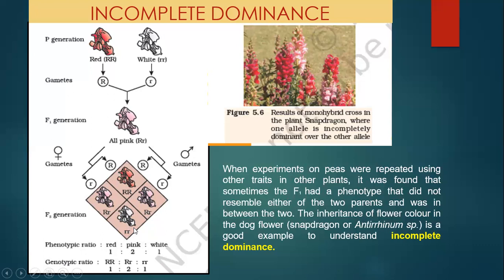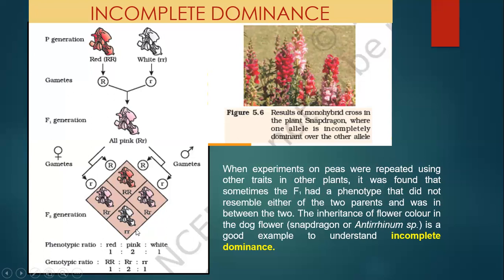And here in incomplete dominance, the genotypic ratio and the phenotypic ratio are exactly the same, and that was different from Mendel. The genotypic ratio was 1 is to 2 is to 1. That is, this type, capital R capital R, is 1. Capital R small r, this type, is 2. And here it is small r small r, this is 1.